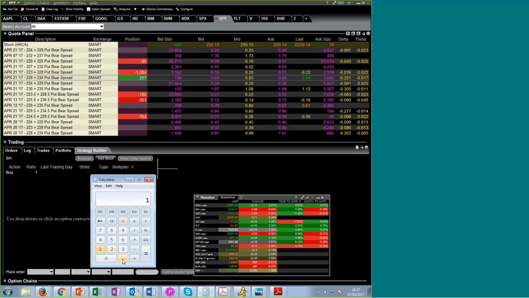So in that case, it's very simple. Where will your opening net debit be? It's going to be the credit received less the hedge, which would be 17 cents. Okay, you can round that up if you like to 20 cents to factor in commissions. But that's basically where your opening net debit will be.